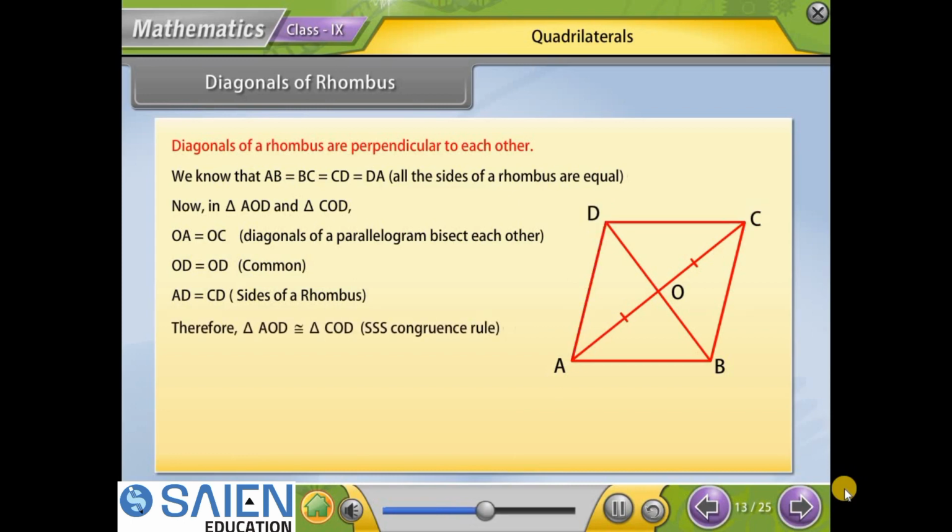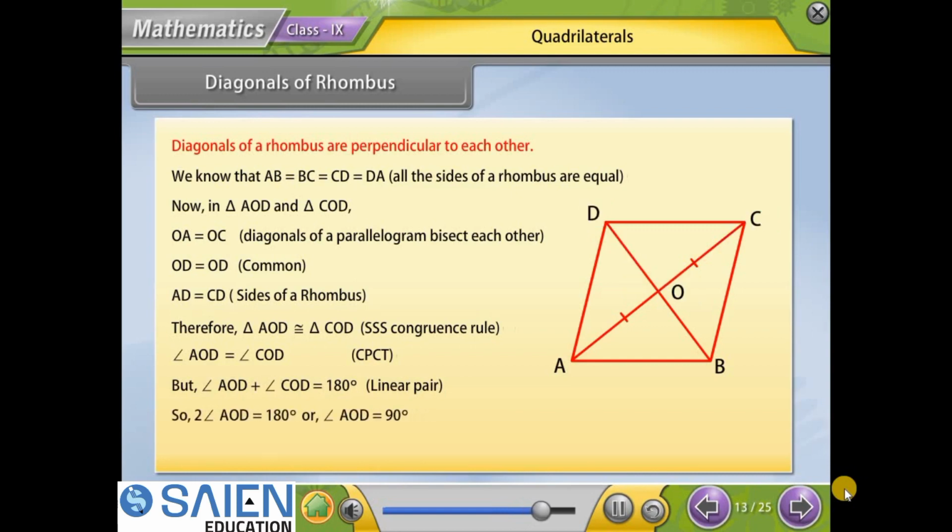AD is equal to CD, sides of a rhombus. Therefore, by using the SSS congruence rule, triangle AOD is congruent to triangle COD. This gives angle AOD is equal to angle COD, CPCT. But angle AOD plus angle COD is 180 degrees because these are linear pair angles. So, 2 angle AOD is equal to 180 degrees, or angle AOD is equal to 90 degrees. So, the diagonals of a rhombus are perpendicular to each other.